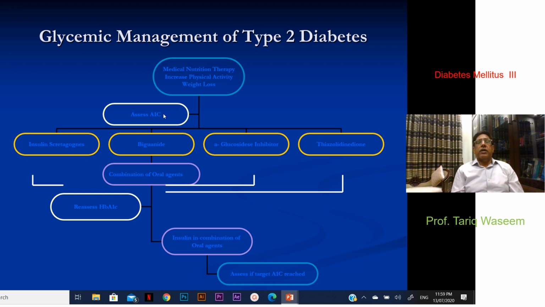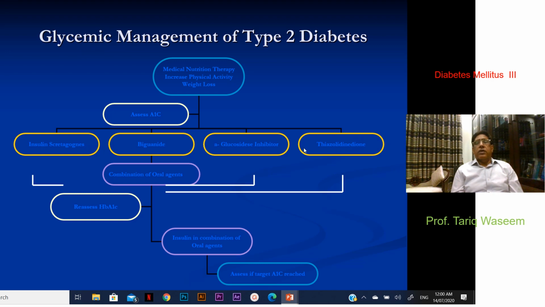If you achieve the target A1C through this and target day-to-day blood sugar levels, it's fine. But if you do not achieve it, what do you do? Then you have an option of oral medications. The oral medication may be in the form of insulin secretagogues like sulfonylureas, biguanides like metformin, alpha glucosidase inhibitors like acarbose, and then thiazolidinediones, which are TZDs, like glitazones, pioglitazone or rosiglitazone.